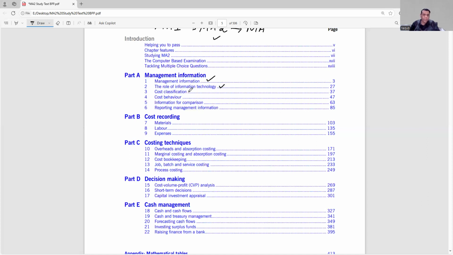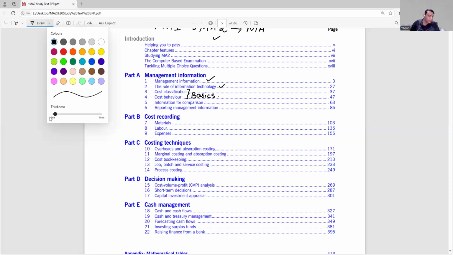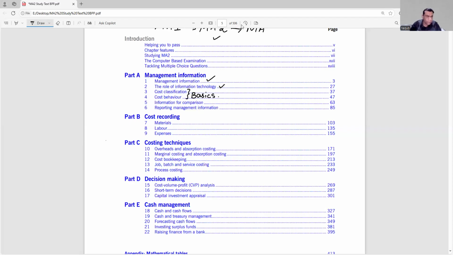Next one, cost classification and cost behavior. These two chapters are basically providing us strong basics about cost accounting. It tells us which of the costs are variable cost, which are fixed cost, which are semi-variable cost. It also tells us which costs are step fixed cost, and how to divide the semi-variable cost into two components. One is called variable cost per unit, and the other one is called fixed cost per period. This is called cost classification and cost behavior. We will also discuss different graphs related to costs.